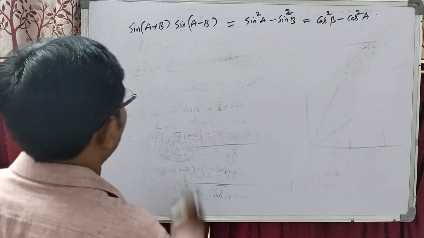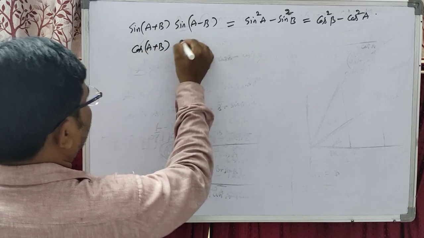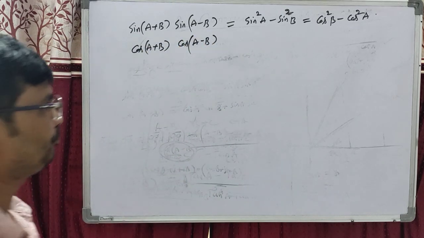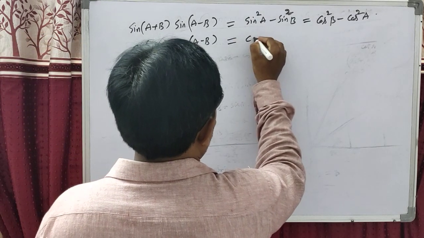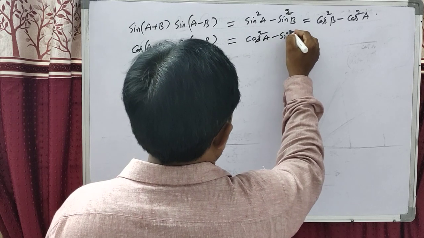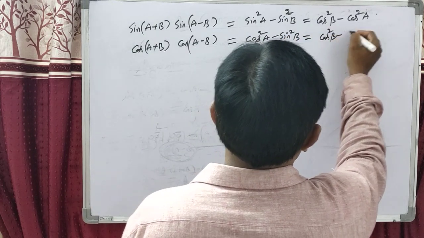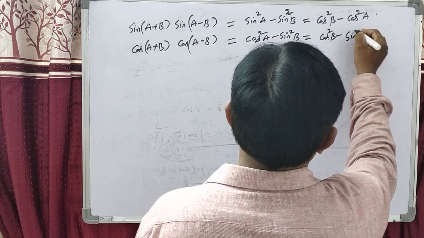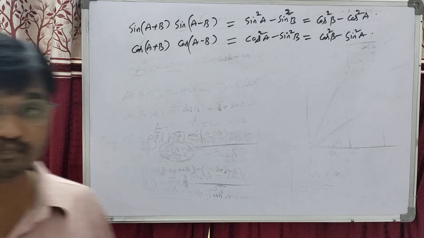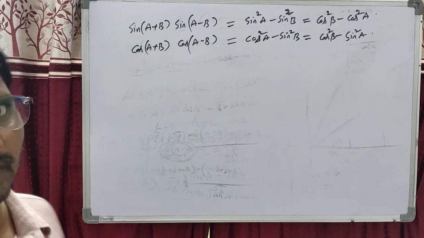Dear students, after that, one more: cos of (A plus B) into cos of (A minus B). Dear students, this is cos square A minus sin square B. After that, it is also cos square B minus sin square A. Dear students, please learn these formulas by heart and observe them.